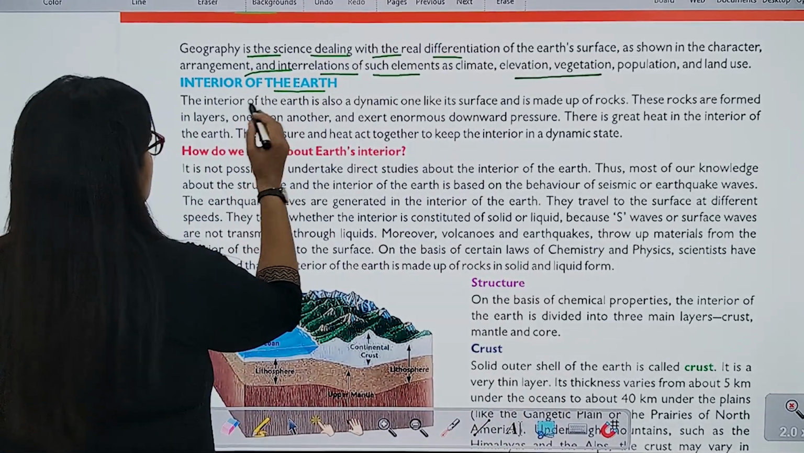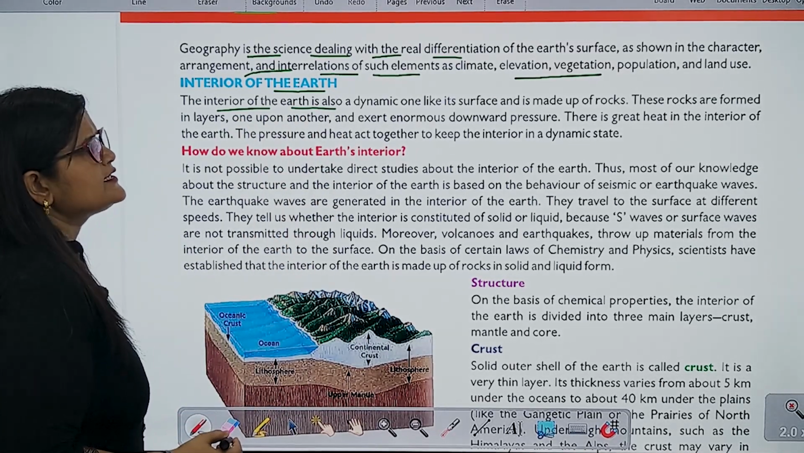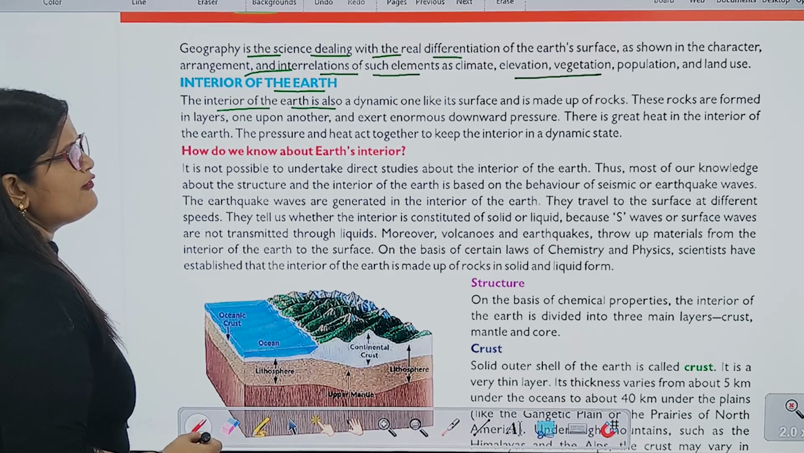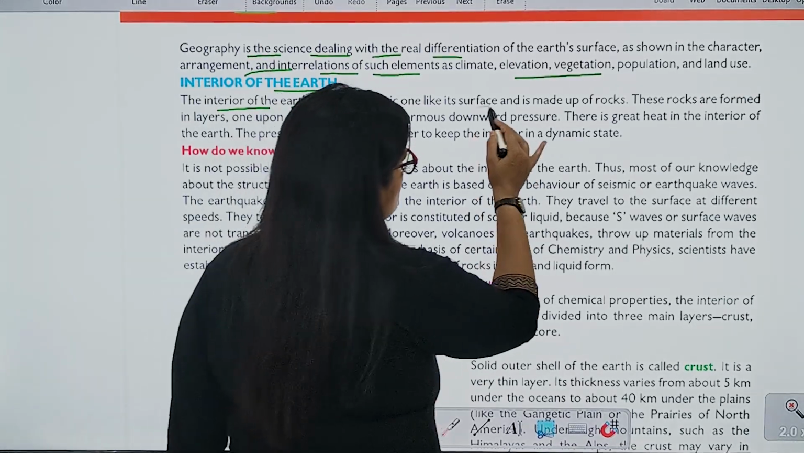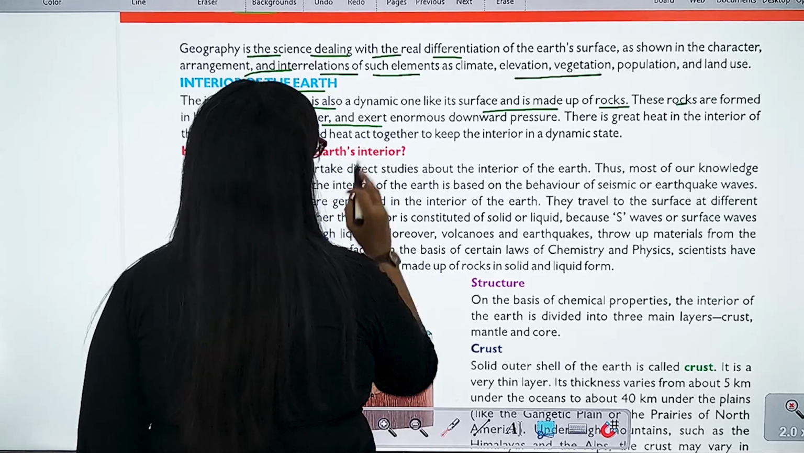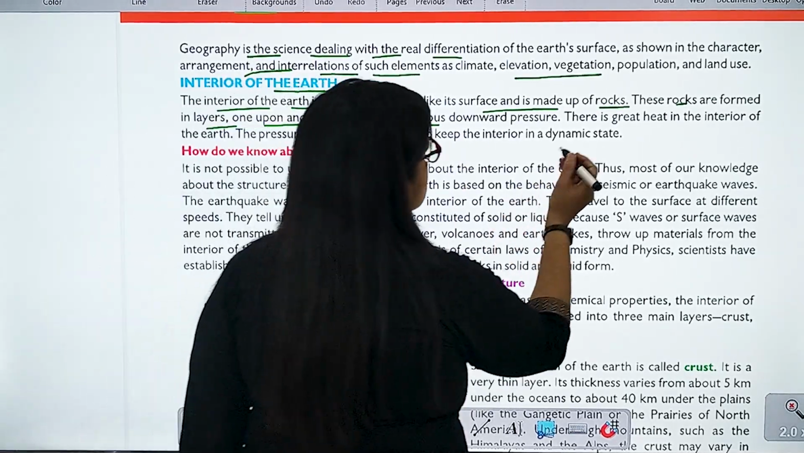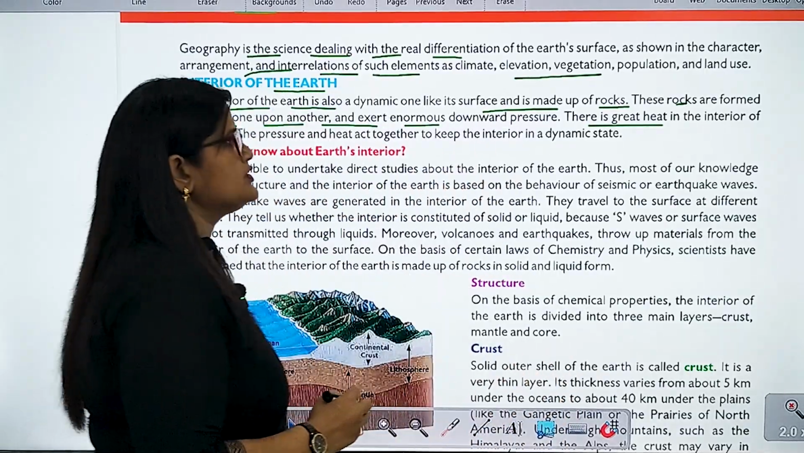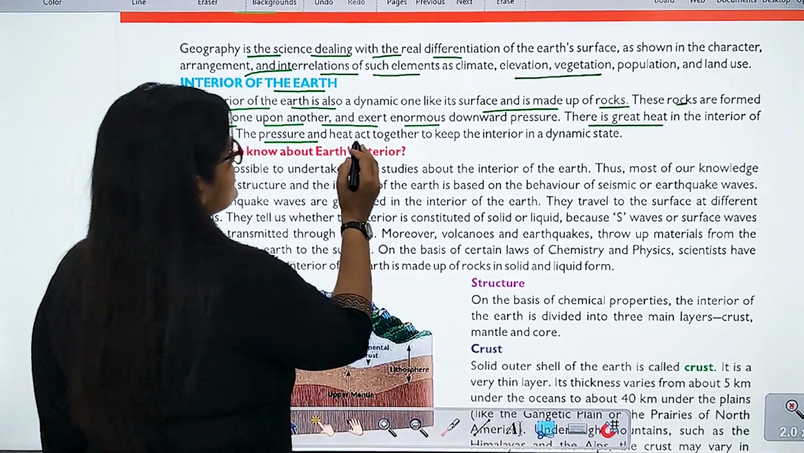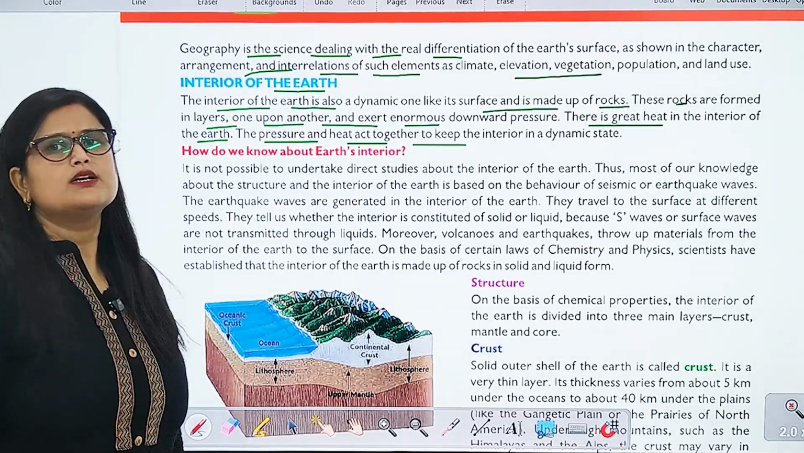Interior of the earth. The interior of the earth is also a dynamic one, like its surface, and is made up of rocks. किससे बना हुआ है? Rock से बना हुआ है. These rocks are formed in layers one upon another and exert enormous downward pressures. There is great heat in the interior of the earth. The pressure and heat act together to keep the interior in a dynamic state.